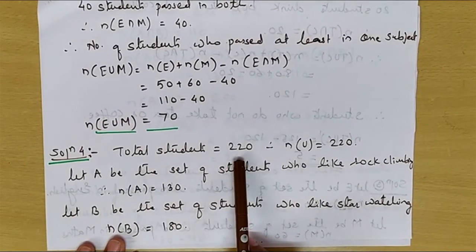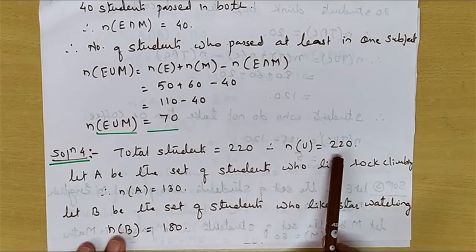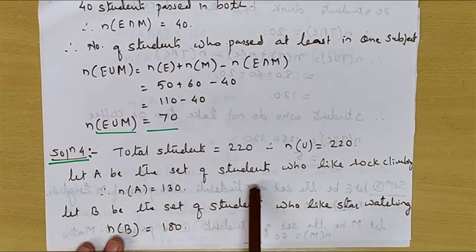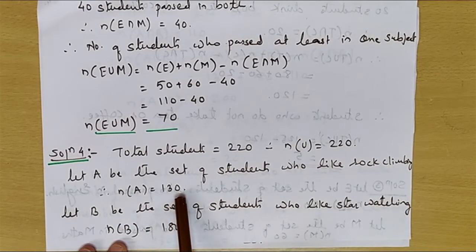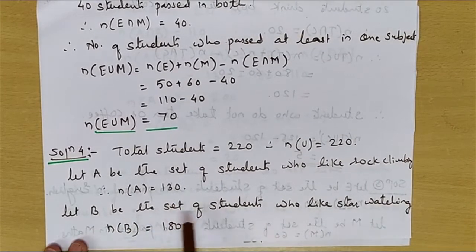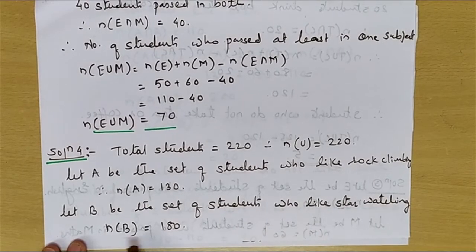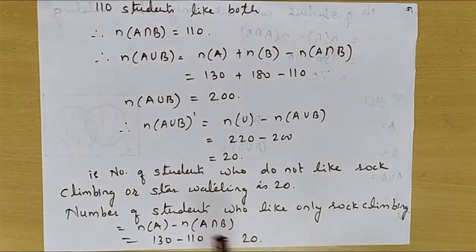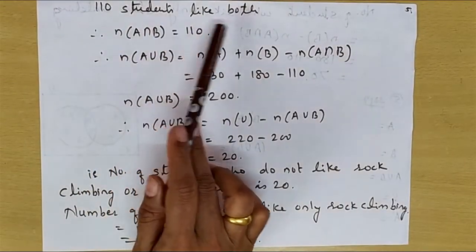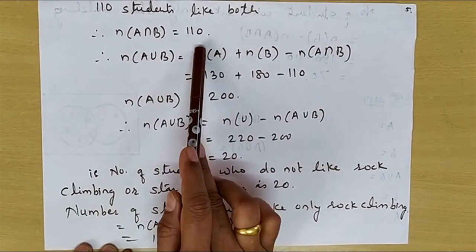Total students are 220. So n of U, that is the universal set, is 220. Let A be the set of students who like rock climbing, so n of A is equal to 130. Let B be the set of students who like star watching, so n of B is equal to 180. Now 110 students like both, so n of A intersection B is equal to 110.